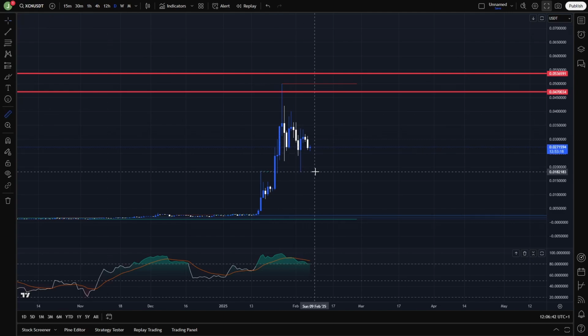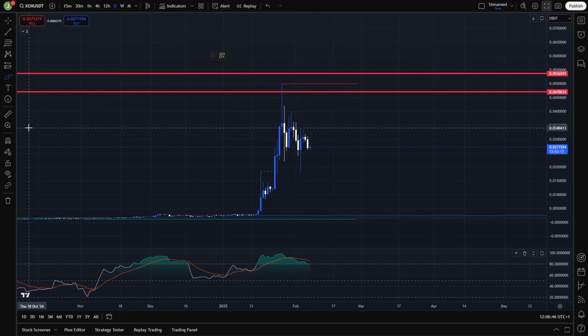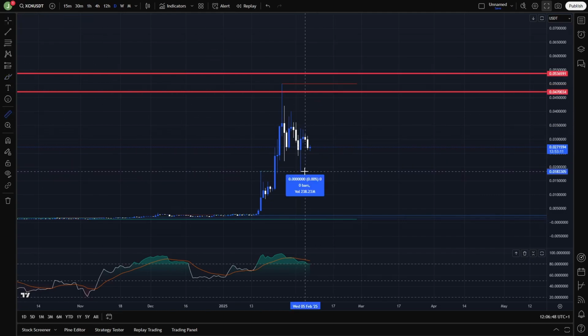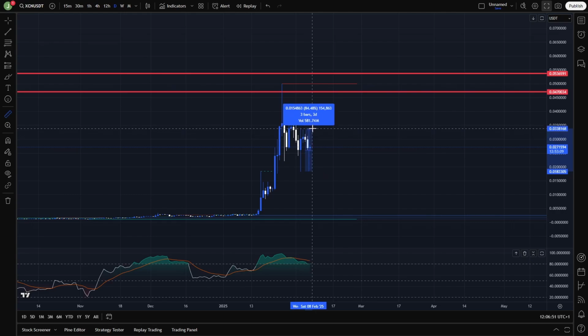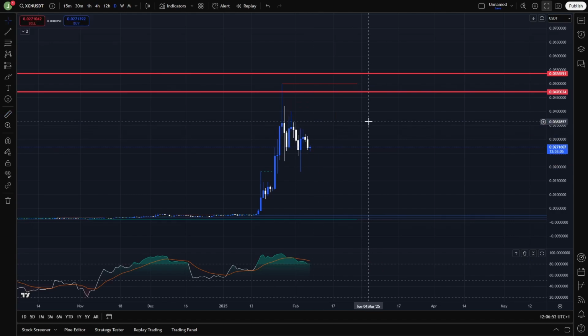For example, from the last dump, we were up around 86% in just one day. Like guys, one daily candle had 84.48% of a net market, and that's absolutely crazy.